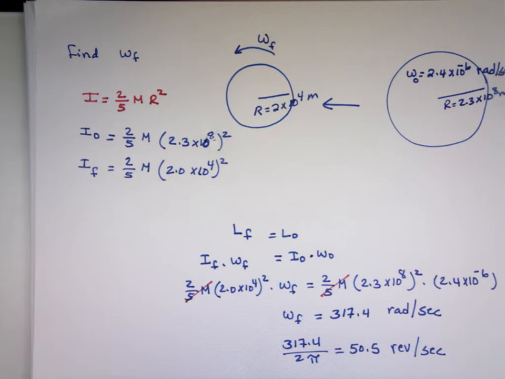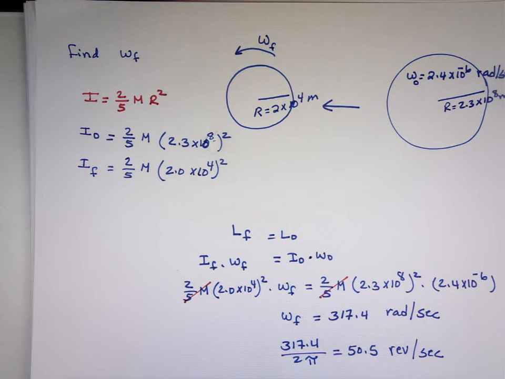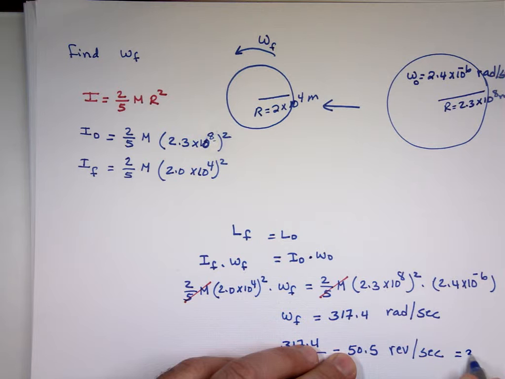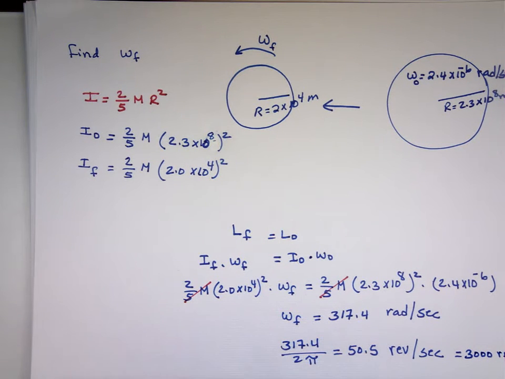Let's try another example here. This number, by the way, if you do the math, is equivalent to about 3,000 RPM, approximately. Just to give you a heads up, so you're really spinning on that one, you know.